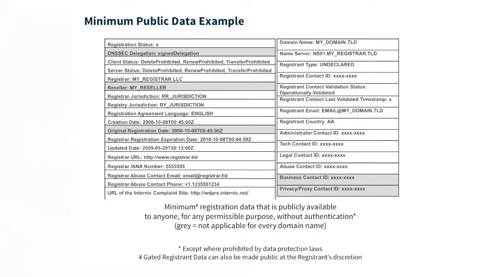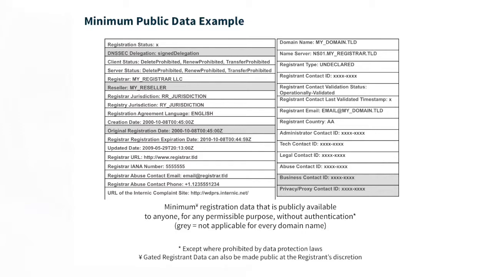Drilling down, this is a minimum public data record for an example domain name. As you can see, there is a very limited amount of personal data, but it provides plenty of information to contact the registry or registrar, and just enough information to try to contact the registrant, and make an informed decision about whether you want to identify yourself and your purpose and request more detailed information. Gated data from the RDS.